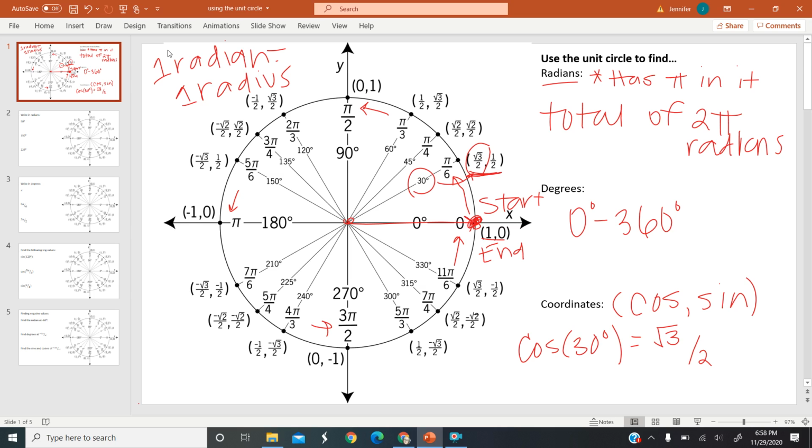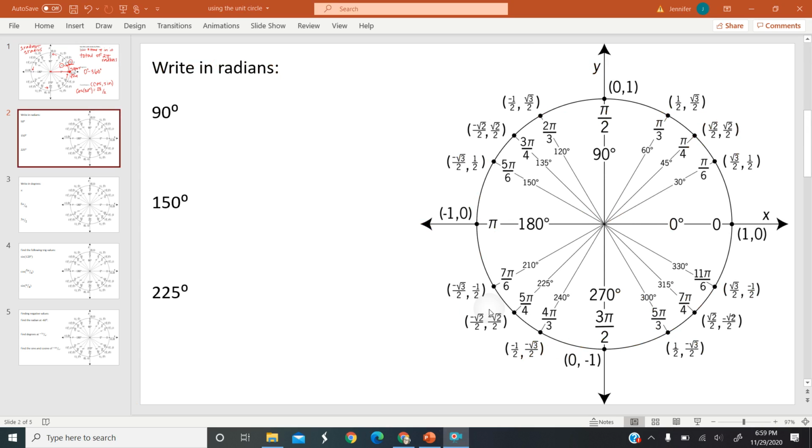That's how you're going to use the unit circle. It'll give you either a radian or a degree in most cases, and you look around the circle to find that and then answer what it's asking for. Okay, so now we're going to rewrite degrees as radians using the unit circle. The first one that we have is 90 degrees. You would look around the unit circle until you found 90 degrees, and then you would look for the radian. Remember, the radian is the one with pi. So the radian at 90 degrees is pi over 2.